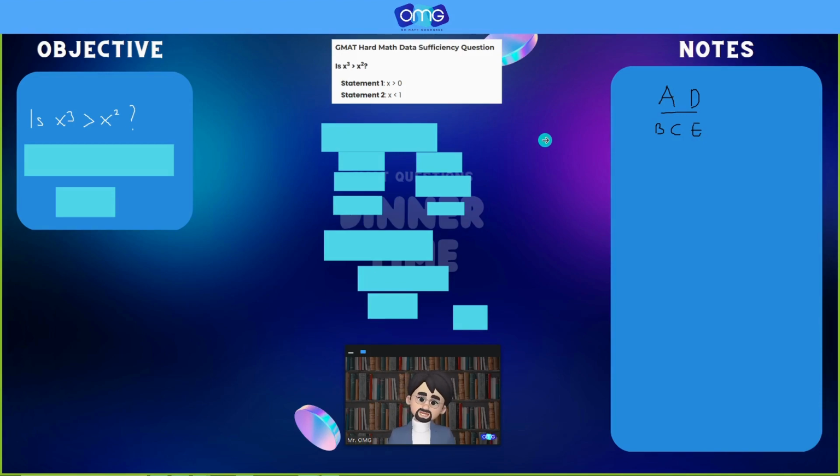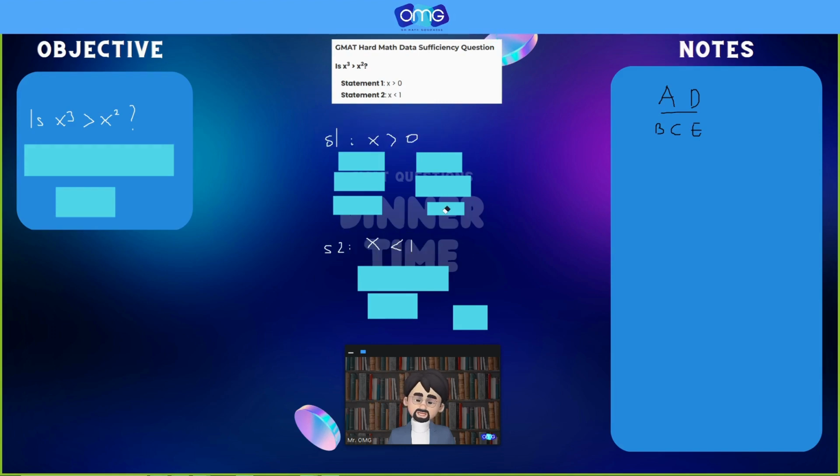Is x cubed greater than x squared? Okay, we have two statements here, statement 1 and statement 2. Statement 1 says x is greater than 0. Let's see, if we choose x equals 2, we get 8 greater than 4 when we substitute, and the answer is yes, it's greater. Well, if we choose x equals a half, we get 1 over 8 greater than 1 over 4, and the answer is obviously no. So it's not sufficient because there are two answers.